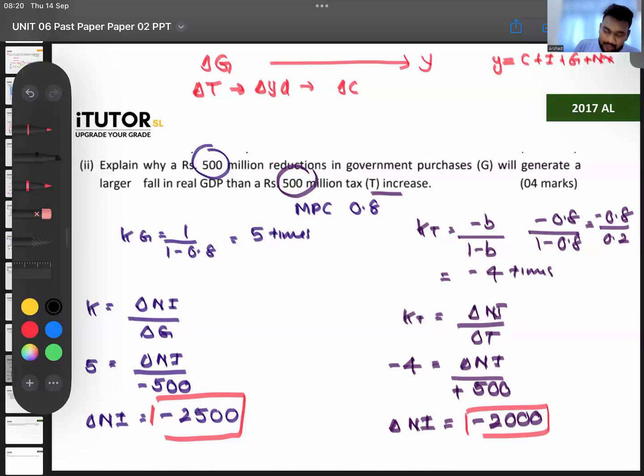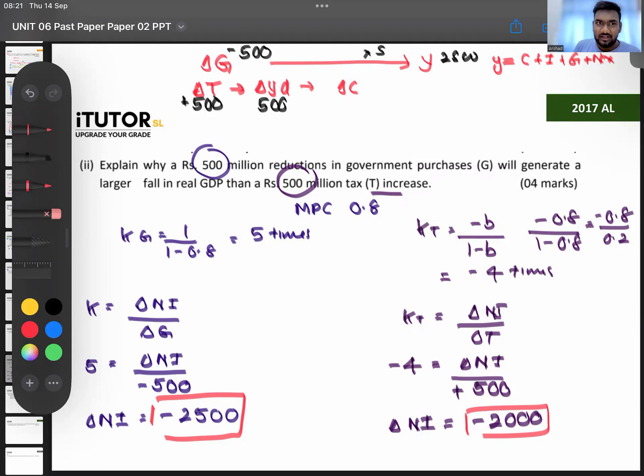So what will happen? If taxes fall by 500, your disposable income will increase by 500. Now see here, when you increase government spending by 500, it automatically gets multiplied by 5, the expenditure multiplier, and national income changes by 2,500. We'll talk about a reduction below. This says reduction. So if government spending falls by 500, gets multiplied by 5, national income will fall by 2,500.